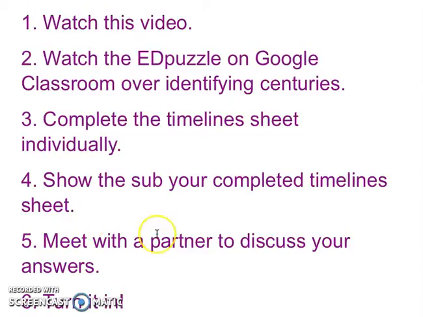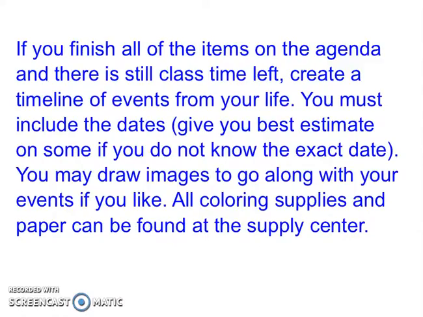If you do finish and you met with the partner and you've turned it in, then if there's class time left, I'd like you to create a timeline of events from your life. Okay, so try to include the dates if you can, like when your birthday was, if there was an important event in your life, like when you got your puppy, or maybe moving was an important event in your life, and you know those dates, try and put them on there. If you don't, just give your best guess. Like, I know this happened in 2008. You don't have to have the exact month, day, and year.